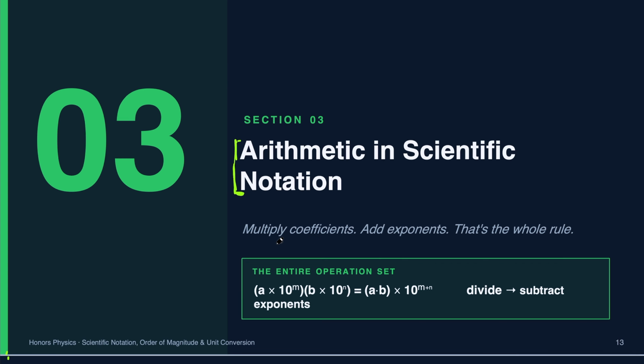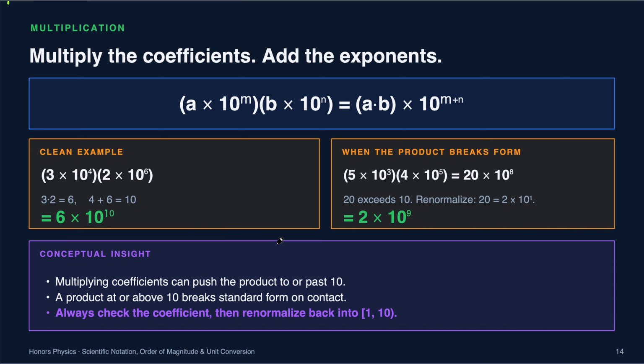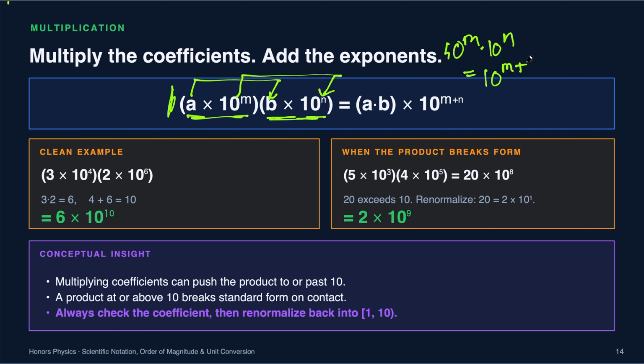So first, let's go over multiplication, okay? Multiplication is fairly straightforward in scientific notation. You have a times 10 to the m, and you have b times 10 to the n. If you multiply these two numbers, you multiply a times b, right? And then you multiply 10 to the m times 10 to the n. And if you remember your exponent rules, you know that 10 to the m times 10 to the n becomes 10 to the m plus n. So this entire expression evaluates to a times b times 10 to the m plus n.